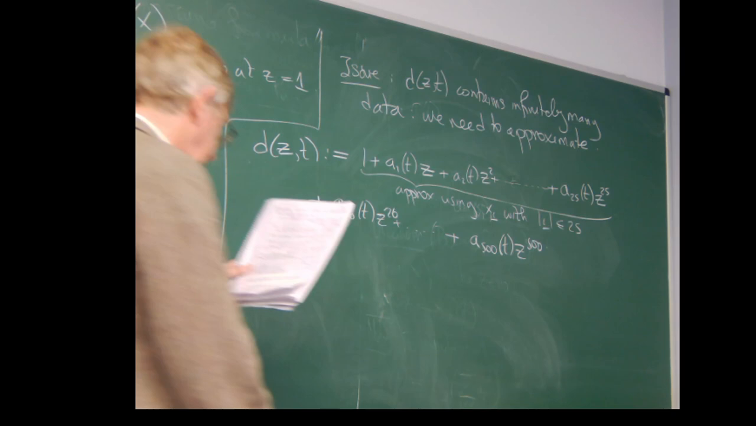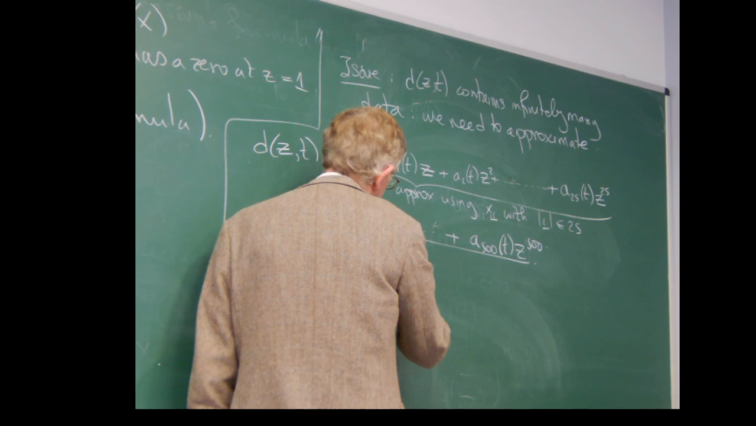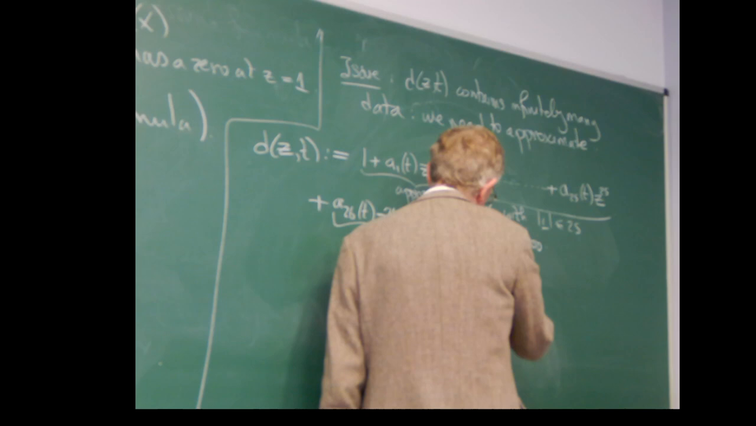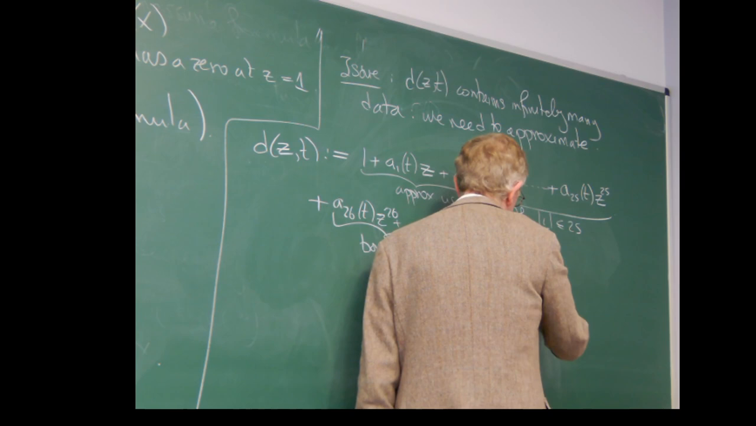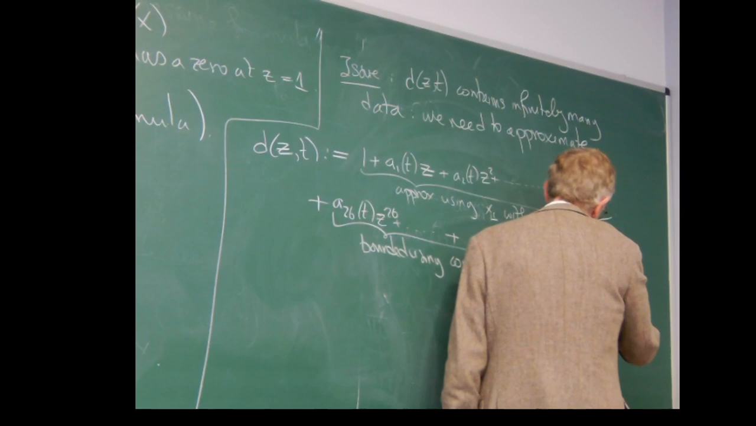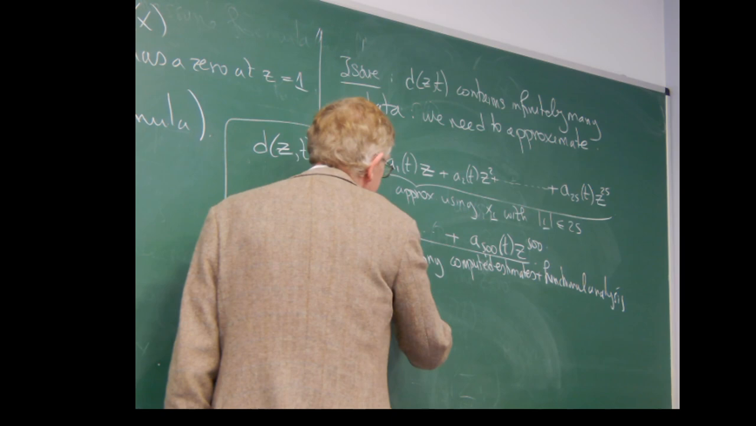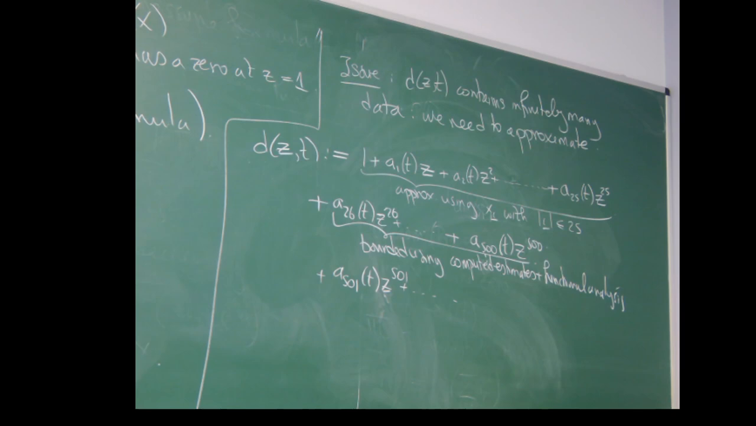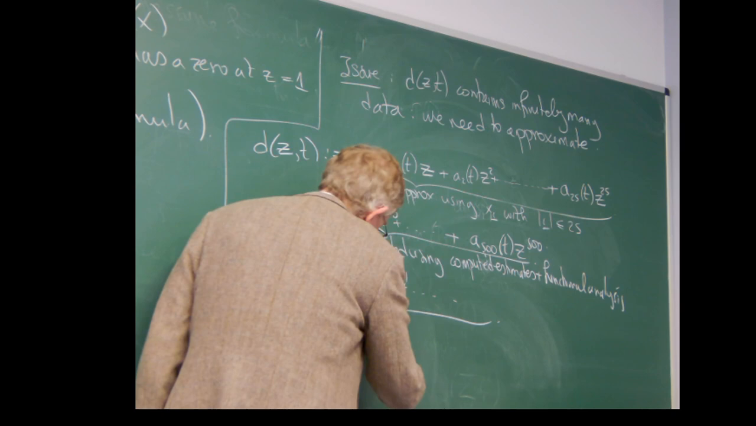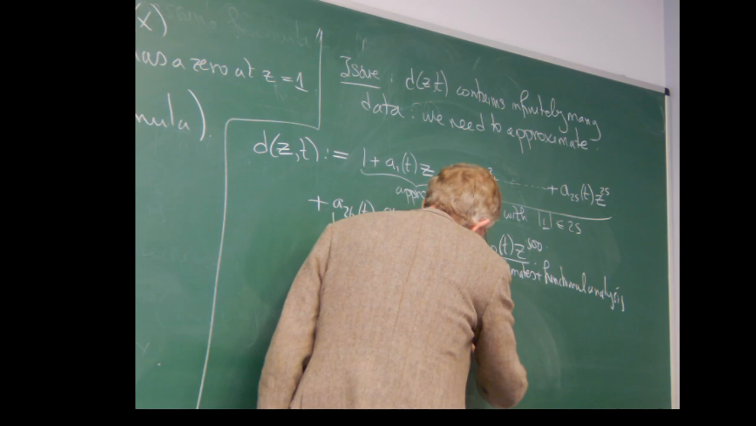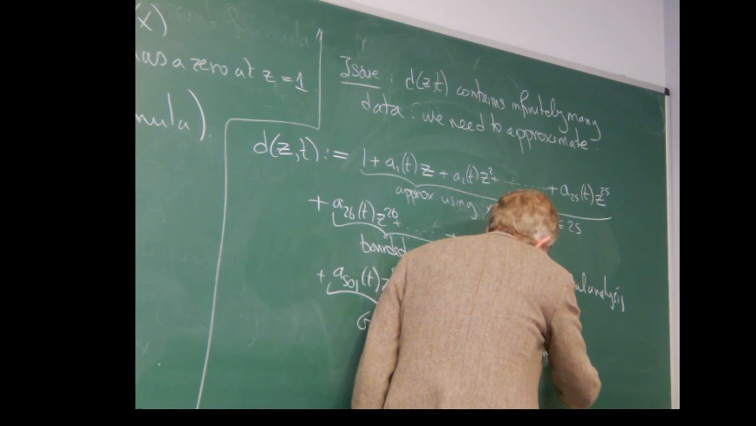And then these can be bounded using computed estimates and a certain amount of functional analysis. And then when you get up to the higher terms, which will be a501 of t, z to the 501, etc., then even computing these coefficients with some effort is getting harder, so you just use a general bound, which is due to Ruelle and Grothendieck. Although Grothendieck got it wrong, but Ruelle got it corrected by some estimates due to David Fried.